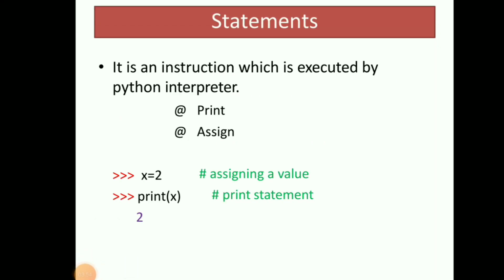Statement. It is an instruction which is executed by Python. Print statement, assign statement. Here is an example, x equal to 2. Here we assign the value 2 to the variable x. Equal is the assignment symbol to assign the value 2 to the variable x. If you want to print the value of x, we use the print statement. The print statement is used to print the value. Here we print x. The value assigned to the variable x is 2. So the output is 2.